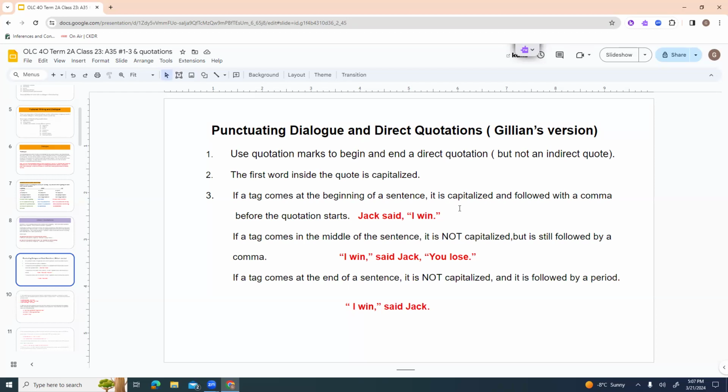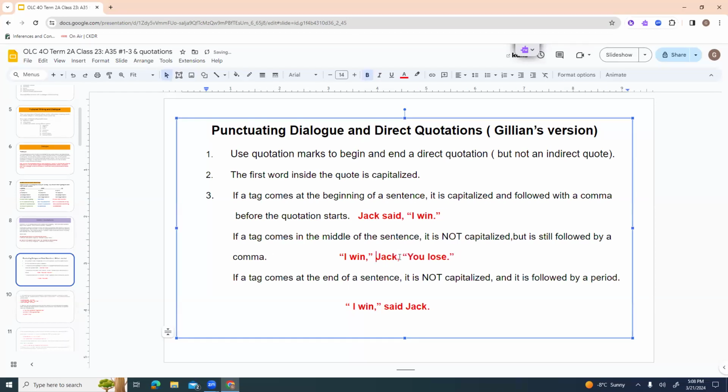If a tag comes at the beginning of the sentence, it is capitalized, like right here, and then followed with a comma before the quotation starts. So here's an example. Jack said, I win. If a tag comes in the middle of the sentence, it does not get capitalized. Now I'm going to put it back to normal here. Jack said, there's a capital, but only because it's a name. I win, Jack said, you lose. If a tag comes at the end of a sentence, it is not capitalized, and it's followed by the period. I win, said Jack. This is all exactly what we talked about, right?